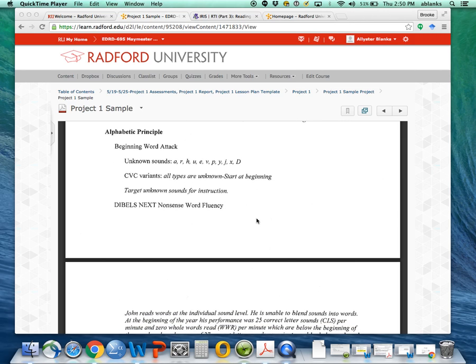The next chunk of the report deals with alphabetic principle, and that's the extent to which students have achieved the alphabetic principle from your informal beginning word attack measure. However you want to do this is completely fine with me. If your student knows all but 2 sounds and you just want to write those 2 unknown sounds here, that's fine. If it's about half and half, it would probably be helpful for you to write known sounds and unknown sounds, and then include how the student performed on CVC variants.